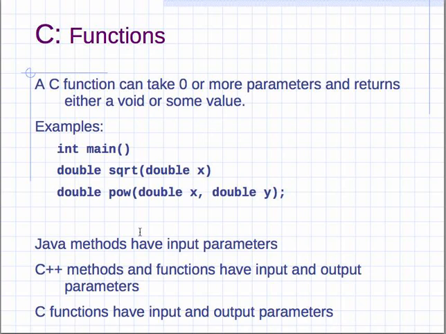Java methods can have input parameters just like C methods and functions can have input and output parameters. That is, it's a little different. Java doesn't have output parameters. When I say output parameters, what I mean is that in C++, you can have parameters that can sort of return you a value back into the calling function.